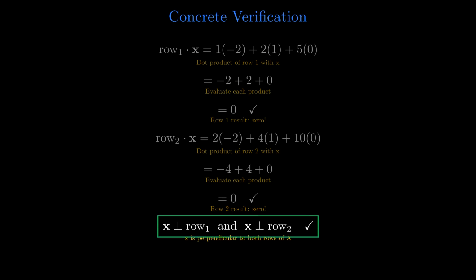This confirms our earlier general result. When AX equals 0, the vector x must be perpendicular to every row of A. Now here's the crucial step. The null space isn't just perpendicular to the individual rows, it's perpendicular to every vector in the entire row space.